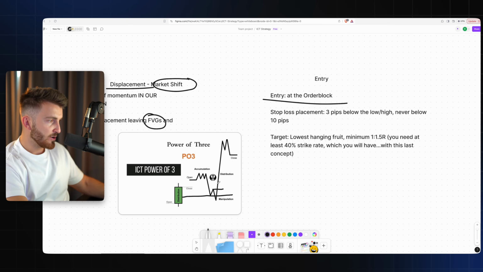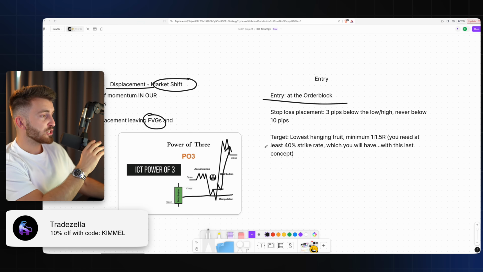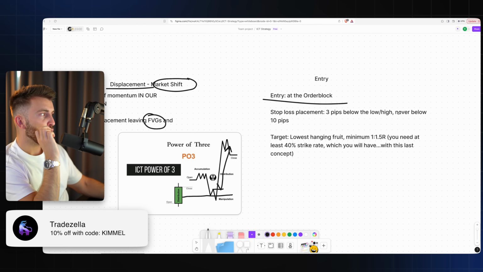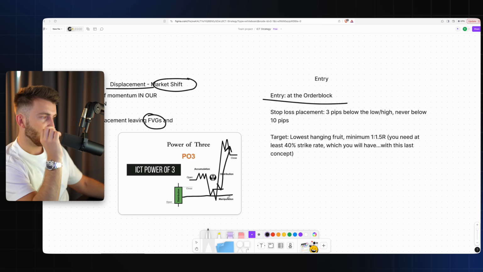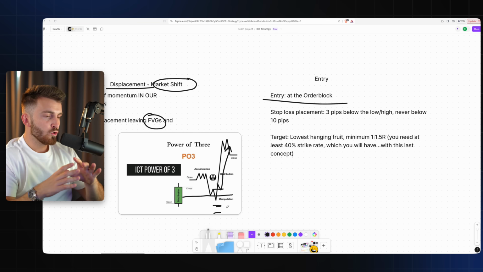And so here it would be if we retest and then we move higher. Now, the stop loss placement is going to be 3 pips below the low or the high, never below 10 pips. Which means if your stop loss is supposed to be 7 pips, at least put it at 10. And this is going to give you room to be a little bit wrong when you are in the market.